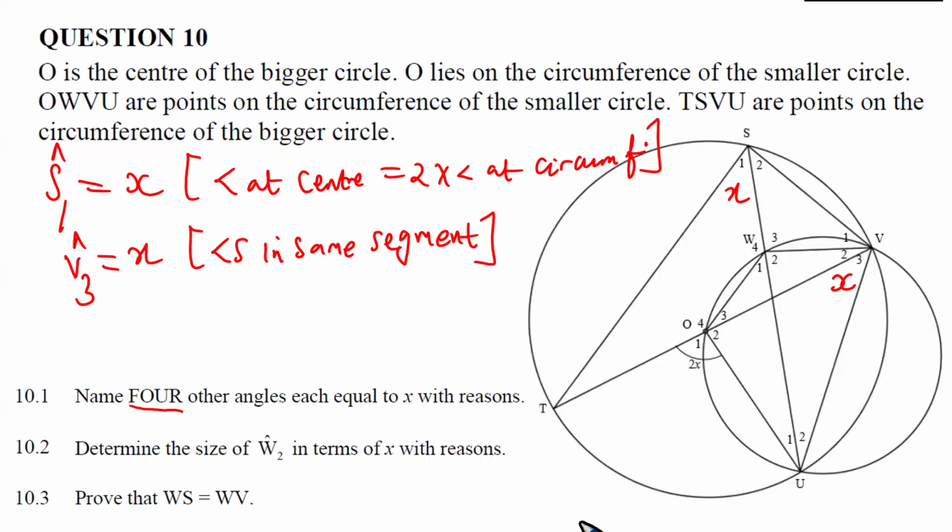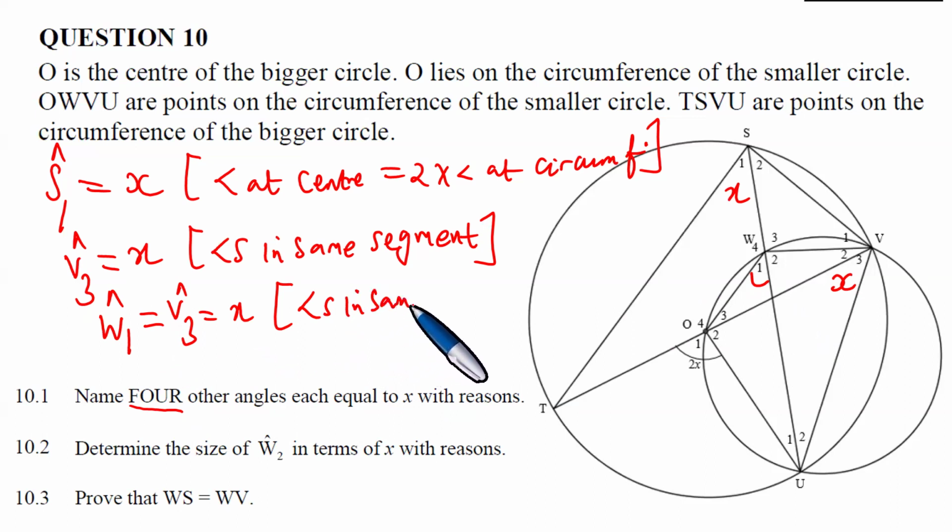I agree with you, Tando. So W1 is also X. That is wonderful. So we're able to see that the angle W1 is actually equal to the angle V3, which is equal to X. Angles in same segment. Next. We're missing one more.